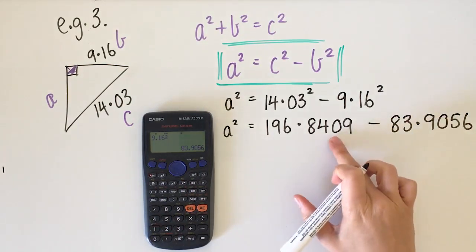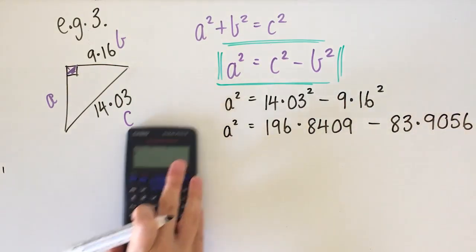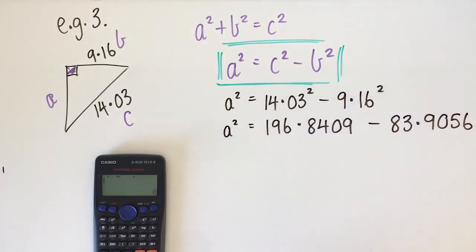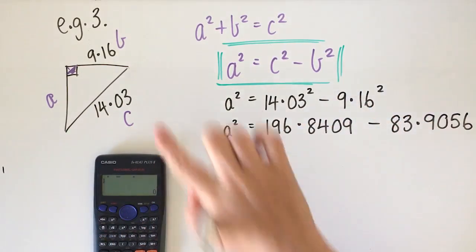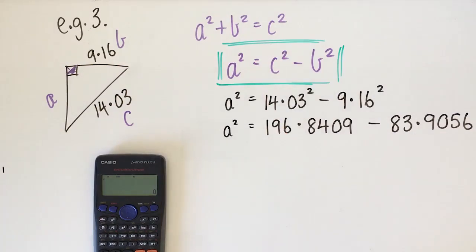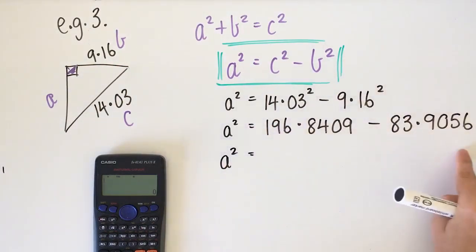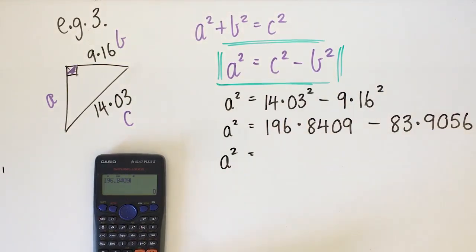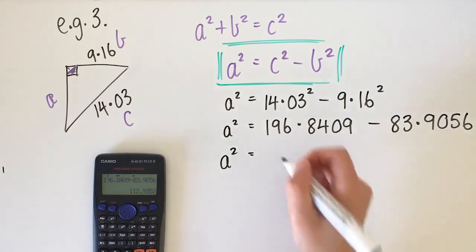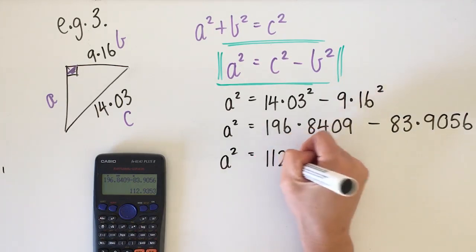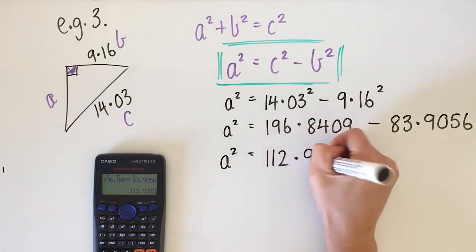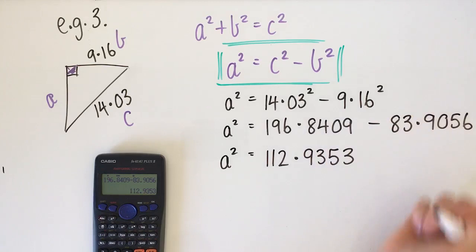We probably could have just gone to 3 decimal places if we wanted to, but knowing that I'll need to give my answer in 2 decimal places because there's 2 decimal places in the question. So A squared is, we need to do the subtraction, 196.8409 take away 83.9056, which is going to give us 112.9353.